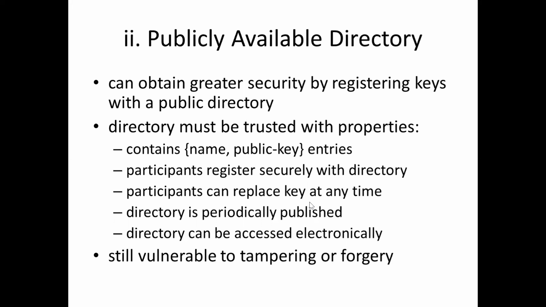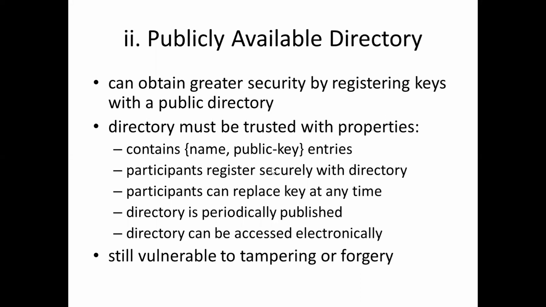The public key is known to all the participants in the network, whereas the private key is kept personal. The major drawback in the publicly available directory is that it is still vulnerable to tampering or forgery. Some unknown persons may attack others. Now, how can this be represented diagrammatically?